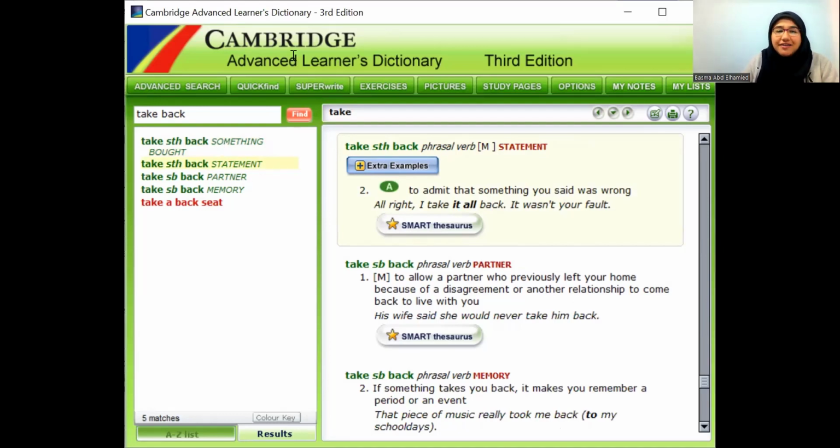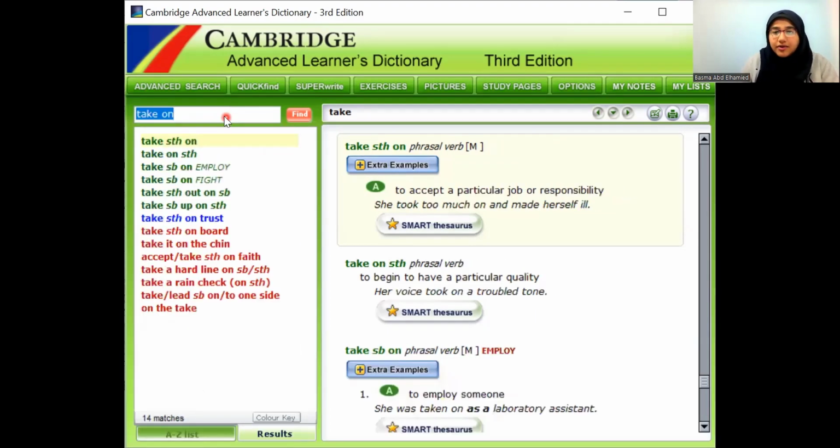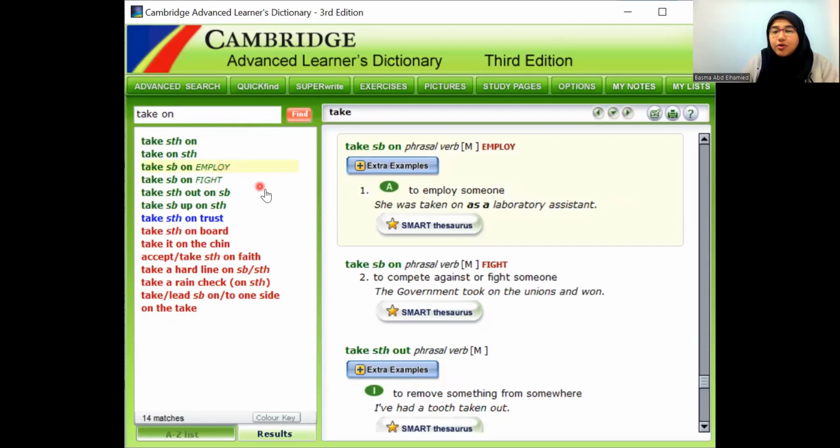So you can check here from the different variations you get and try to compare it with the context that you have. So you can take something back, like take a statement that you said back because you made a mistake. Now let's try to write take on, okay? Take something on: to accept a particular job or responsibility or to employ someone. For example, when they said that the shop is taking on a lot of extra employees, it means that they are hiring more people than usual.